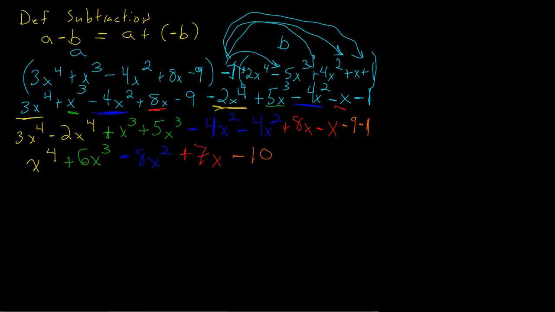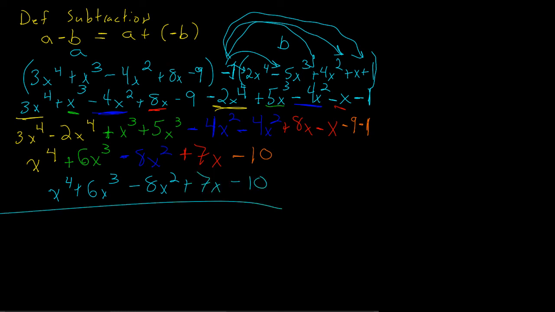And so I collected my like terms after propagating this negative through the polynomial that's being subtracted. And so I finalize and write my final polynomial, which is much simpler than the two polynomial forms.